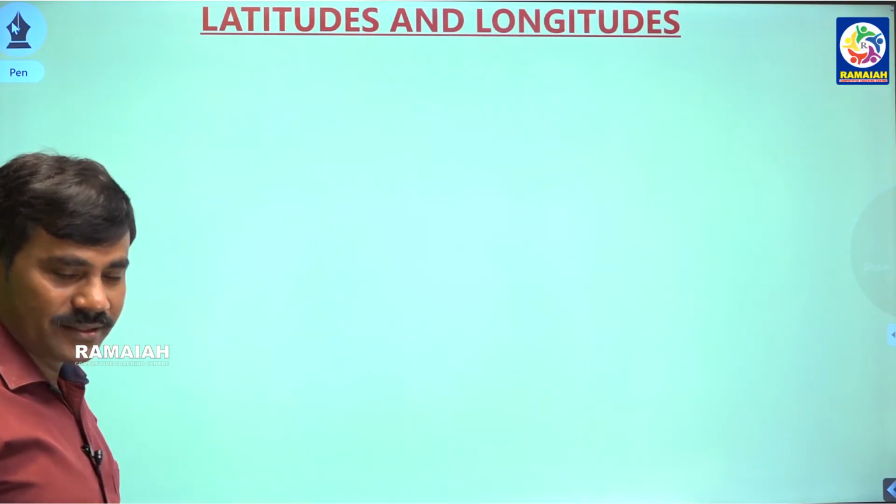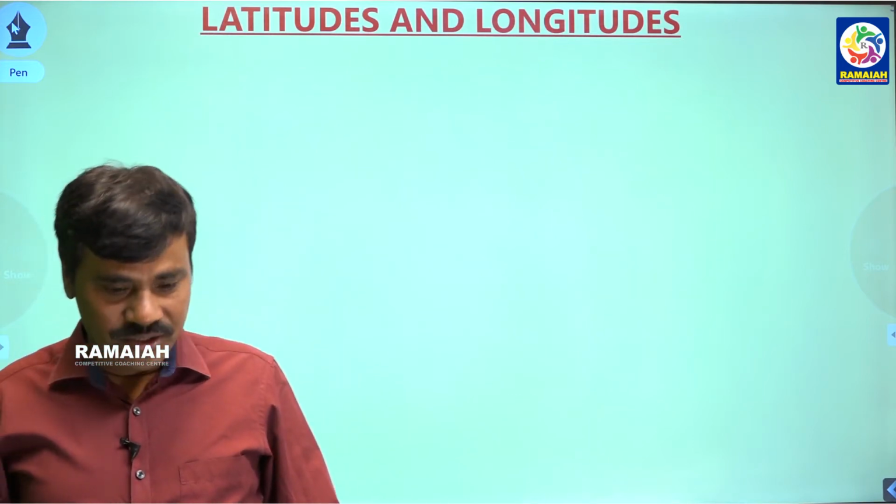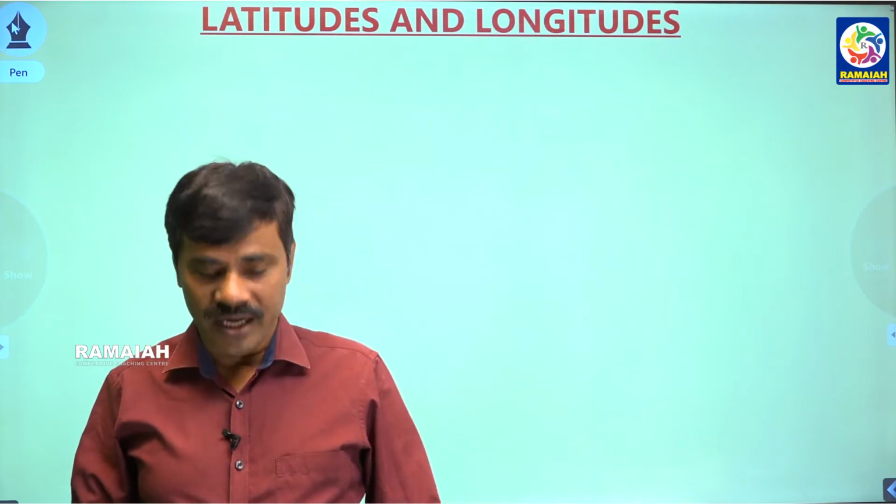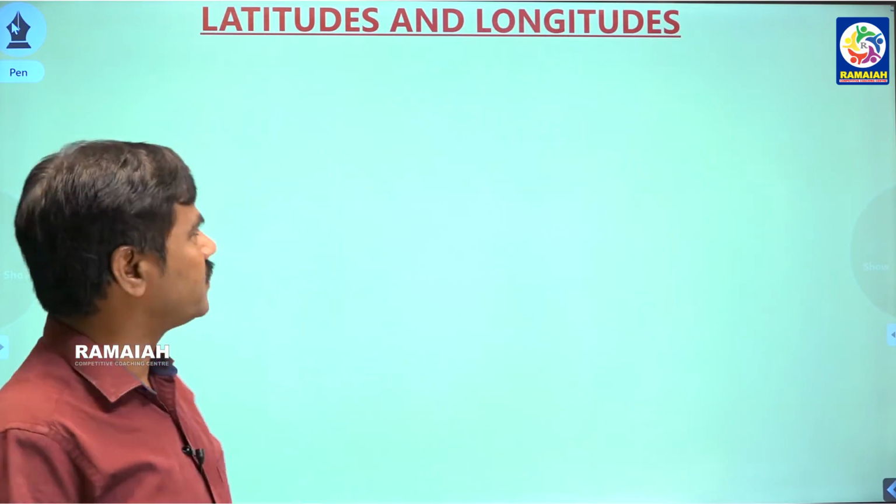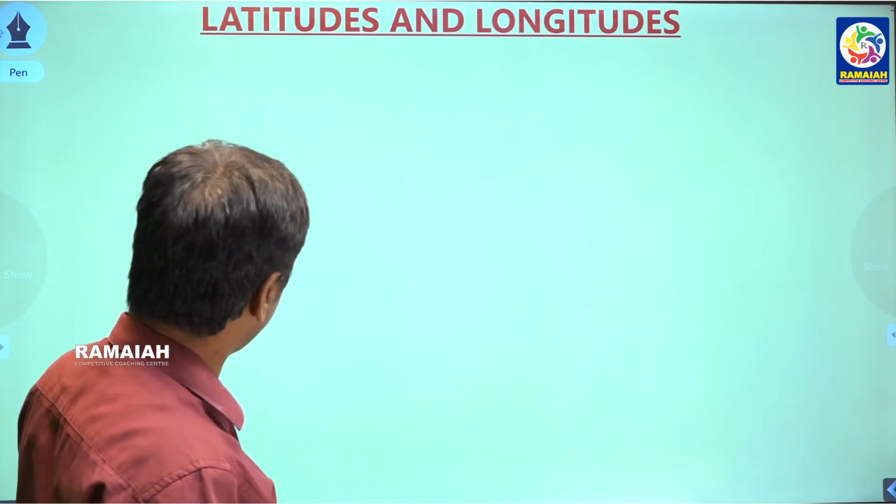Hi friends, now I will explain about latitudes and longitudes. These are very useful to find out the climate system, forests, physical features, the transport system, and also climate, temperature and rainfall. These are very important to find out the physical features.